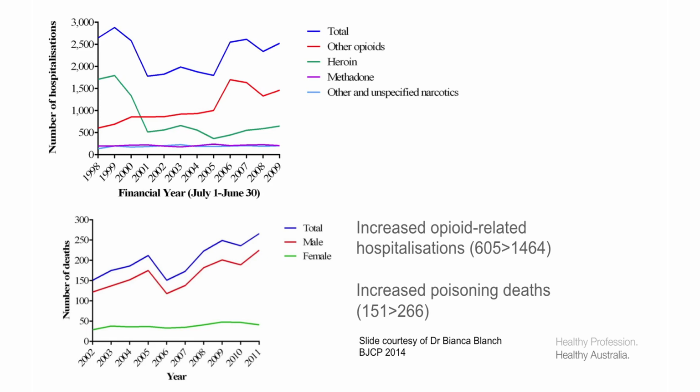So Bianca Blanche and colleagues looked at some Australian data where they showed that 15-fold increase in prescribing. And like the United States, we've seen a similar increase in opiate-related hospitalizations, and you can see that in the top graph. You can see in about 2001, the red line goes above the green line, and that's when pharmaceutical opiates overtook heroin as the main cause of hospitalizations for poisonings. And you can see down the bottom slide there, poisoning deaths have been increasing, especially for males.